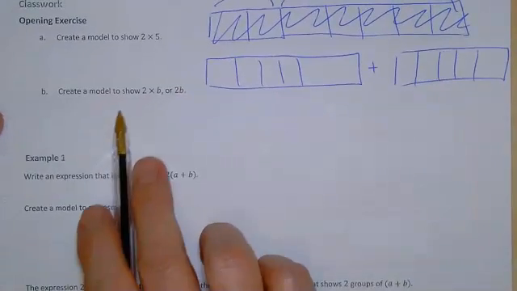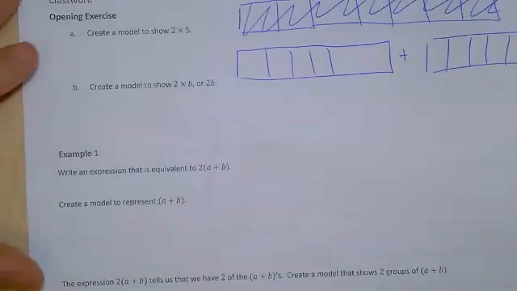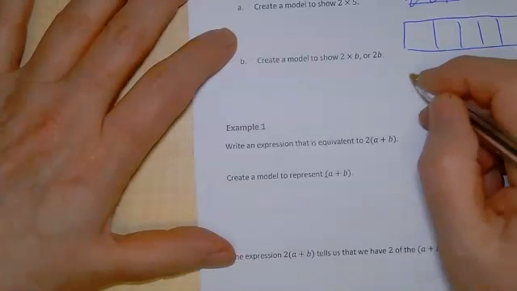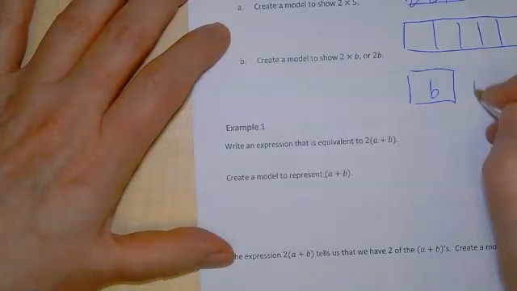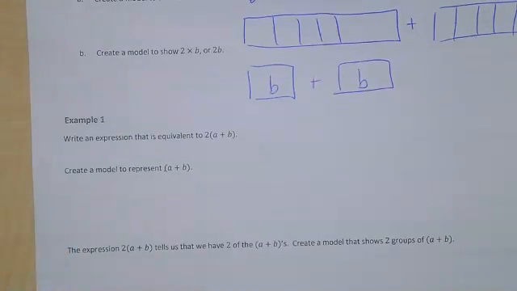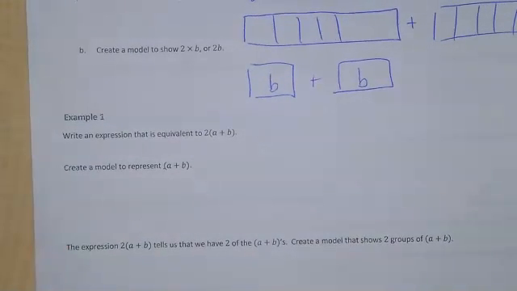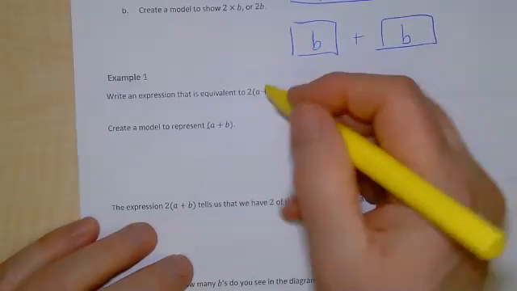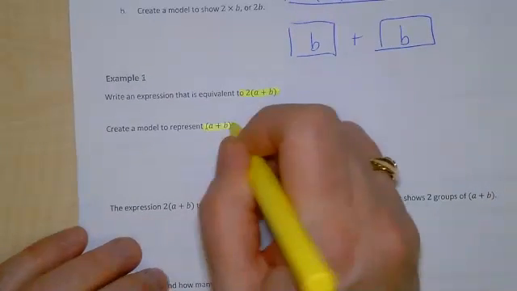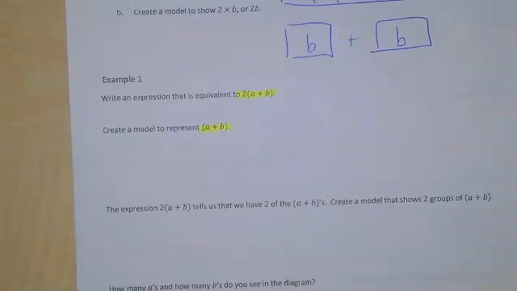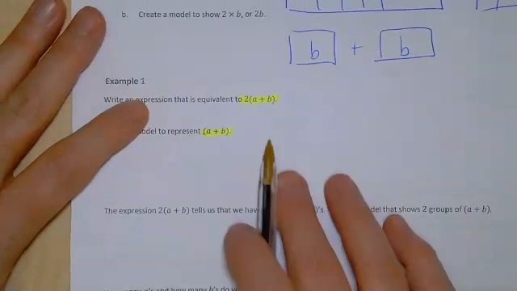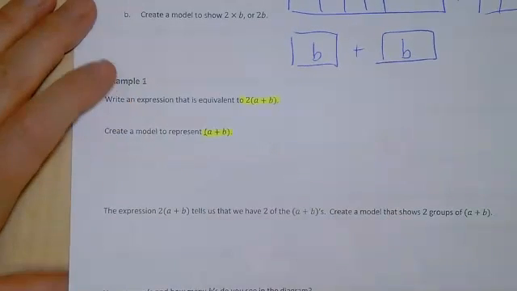How can I create a model to show 2 times b, or 2b? How do I do it if it's a variable? Check this out. I have 2 b's, right? Now I'm going to talk about 2 times a plus b. And we're going to draw this one, and then that's going to be it for this page.